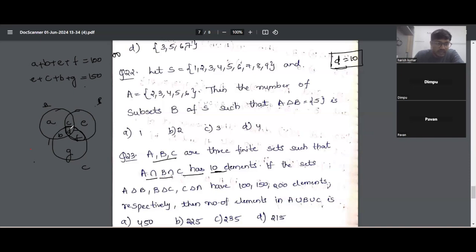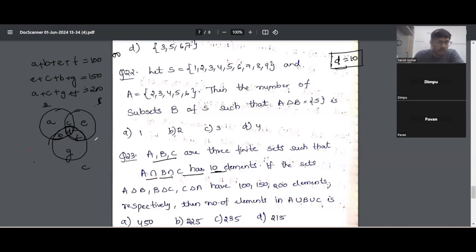Next, A delta C. A delta C means we will not get this common part. That means this will be A plus C plus F plus G, G plus F, right? Is 200.